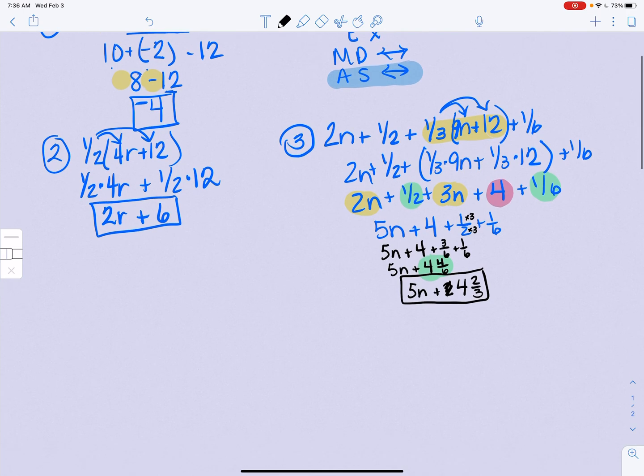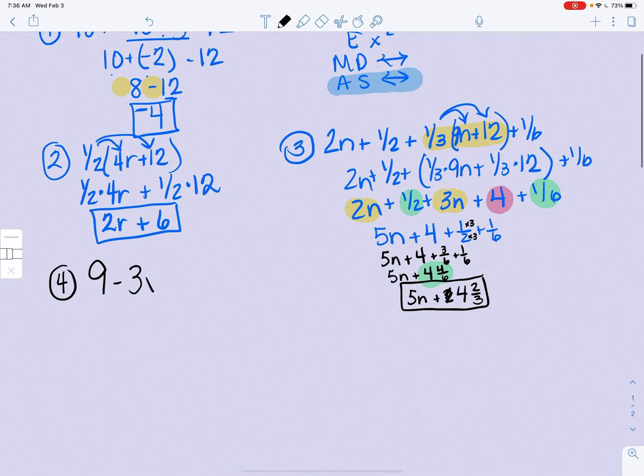Problem number 4 is 9 minus 3x equals 30. So, yes, I know that x is in a different place, but we're still looking at it the same way. I want to make sure that I can eliminate the, I think that's called the constant. I want to get the x isolated. So I'm going to subtract the 9 from this side, which moves it over to that side. So that means this is eliminated. I'm left with negative 3 times x equals 30 minus 9 is 21.